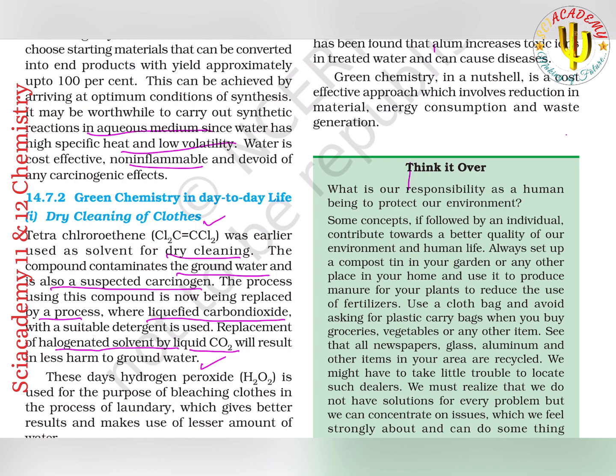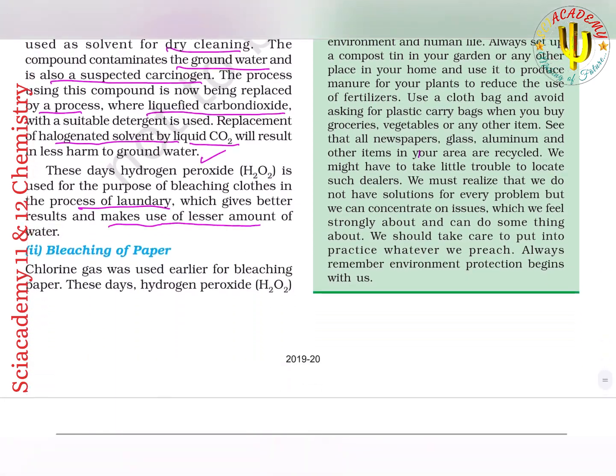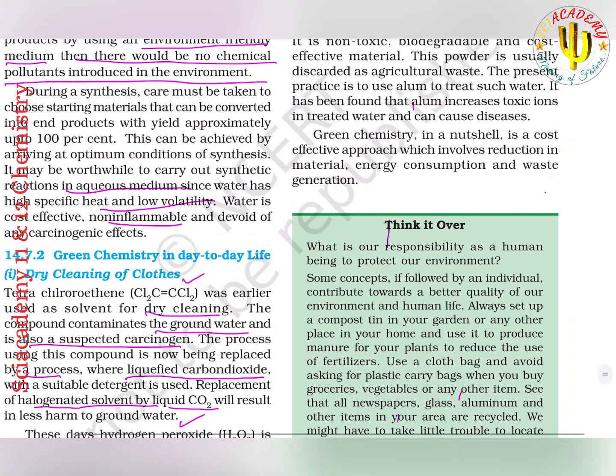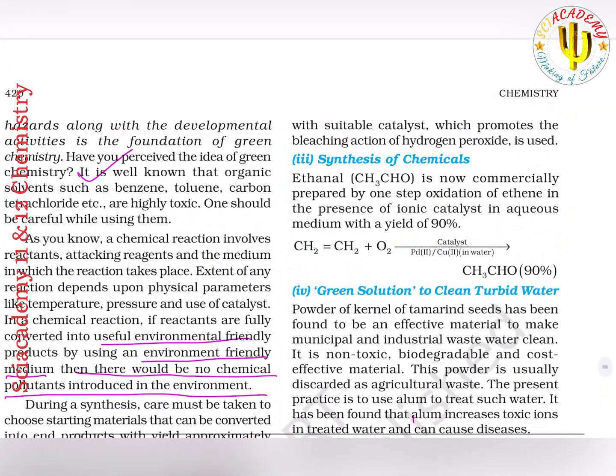These days, hydrogen peroxide is used for the purpose of bleaching clothes in the process of laundry, which gives better results and makes use of lesser amount of water. Bleaching of paper. Chlorine gas was used earlier for bleaching paper. These days, hydrogen peroxide with suitable catalyst which promotes the bleaching action of hydrogen peroxide is used.